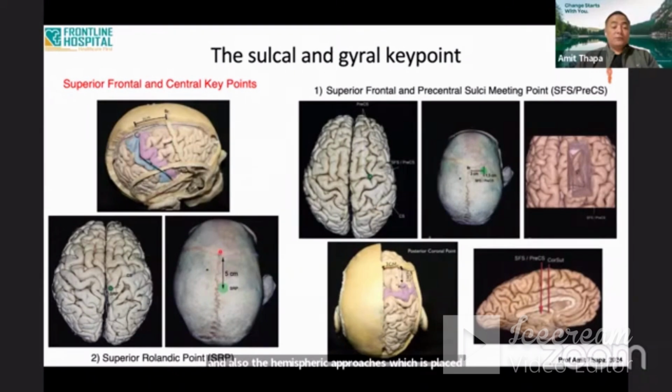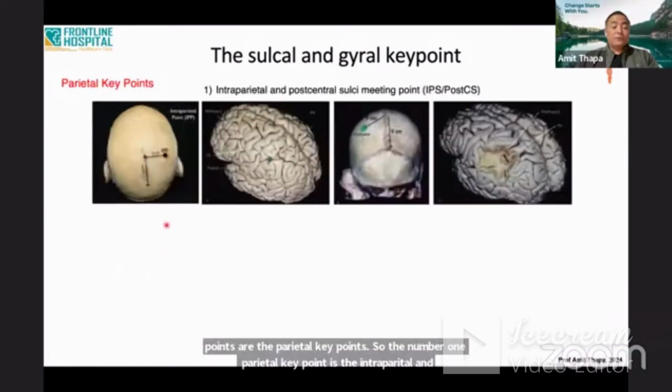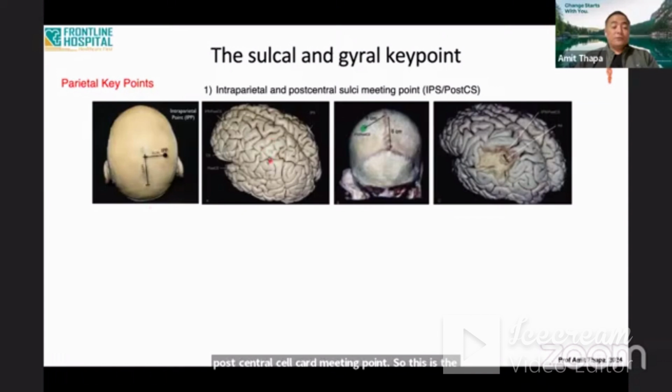Apart from that, the other key points are the parietal key points. So the number one parietal key point is the intraparietal and post-central sulcus meeting point. So this is the intraparietal sulcus, and then this is the intraparietal and post-central sulcus meeting point. This is placed 6 centimeter from the bregma and 5 centimeter from the midline. And the importance is that if you go 30-degree angulation into this particular point, one can hit the trigone or the lateral ventricle.